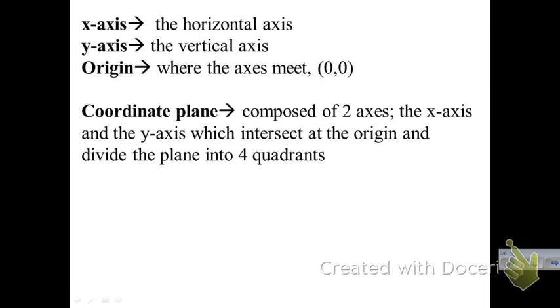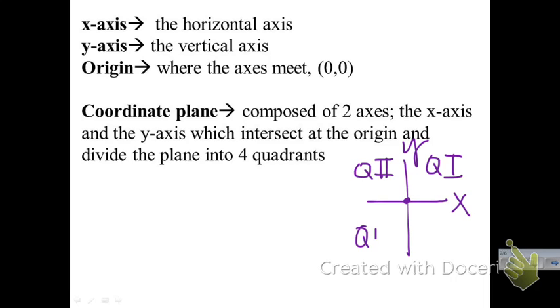The coordinate plane is composed of two axes, the x-axis and the y-axis, which intersect at the origin and divide the plane into 4 quadrants. So they intersect at the origin. We have an x-axis, a y-axis, and it divides it into 4 quadrants. This is known as quadrant 1. Quadrant 2 is over here. Quadrant 3 is down here, and quadrant 4 is our last one.